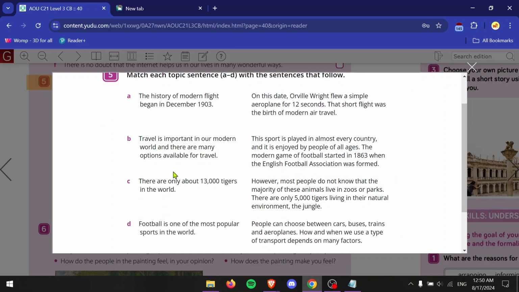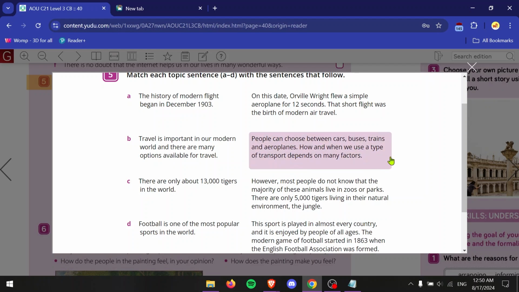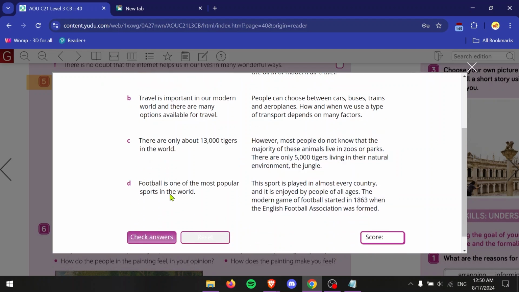Travel is important in our modern world, and there are many options available for travel. Right here: people can choose between cars, buses, trains, and airplanes. How and when we use a type of transport depends on many factors. There are only about 13,000 tigers in the world. Wow, I did not know that. Oh, it's right here. However, most people do not know that the majority of these animals live in zoos or parks. There are only 5,000 tigers living in their natural environment, the jungle.